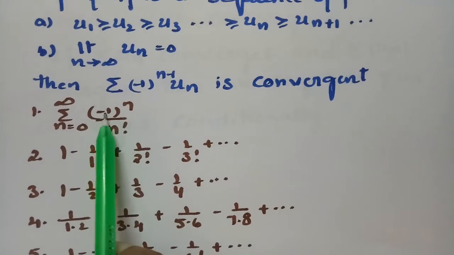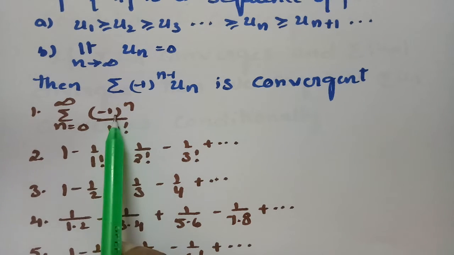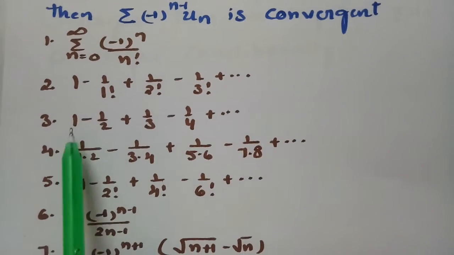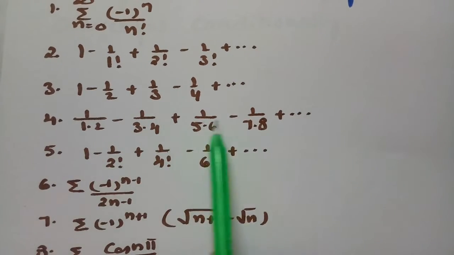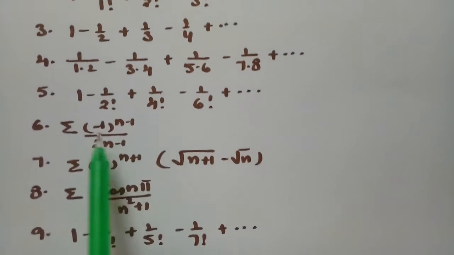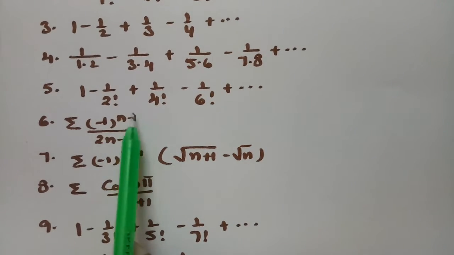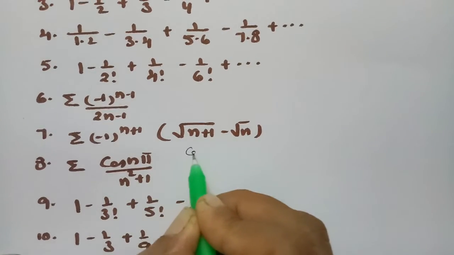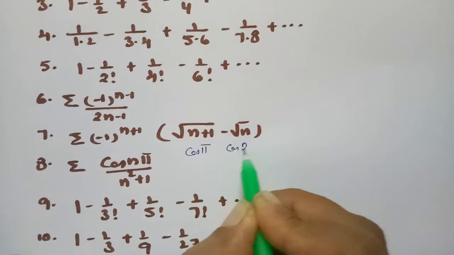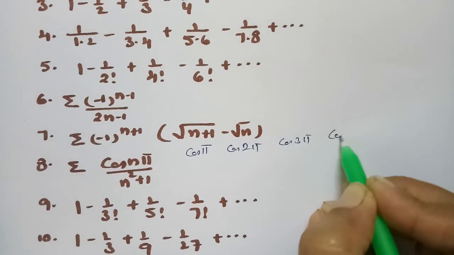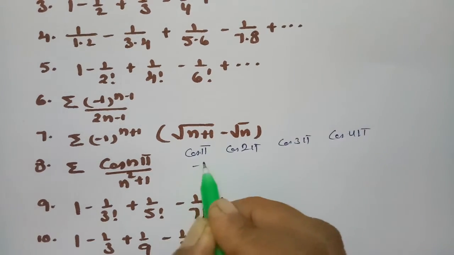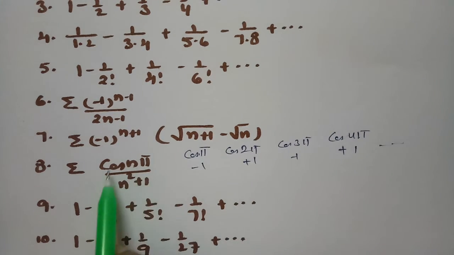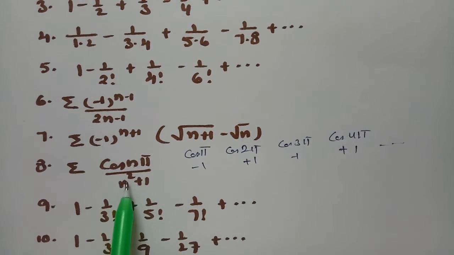See, look here. This is minus 1 power n, so this is an alternating series. Definitely we have to apply the Leibniz test. This is plus, minus and so on. This is also an alternating series, Leibniz test. Minus 1 power n minus 1 is also an alternating series. And here cos n pi. We know cos pi, so this is cos 2 pi, this is cos 3 pi, and this is cos 4 pi, and so on. So here it is minus 1, this is plus 1, this is minus 1, and this is also plus 1, and so on. So this is also an alternating series, and we have to apply the Leibniz test.